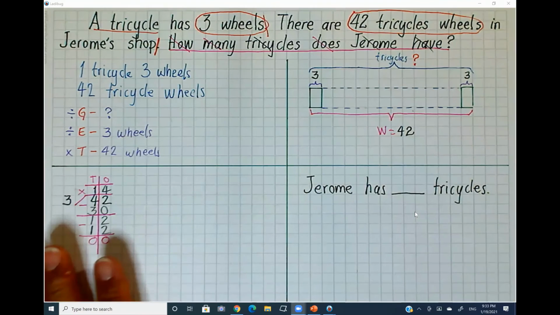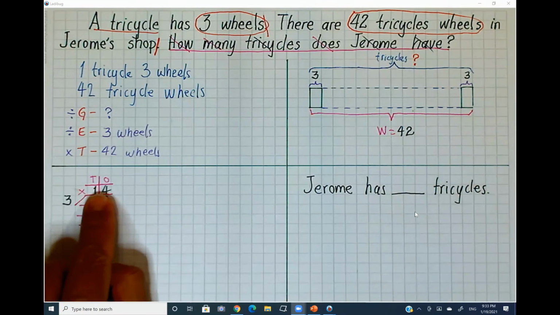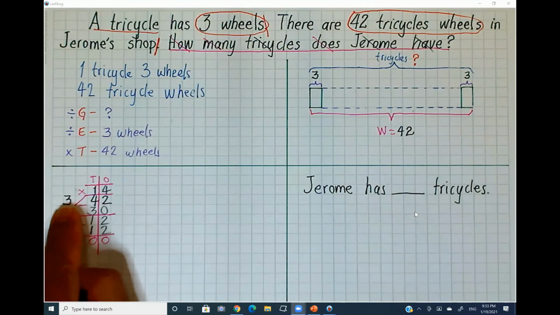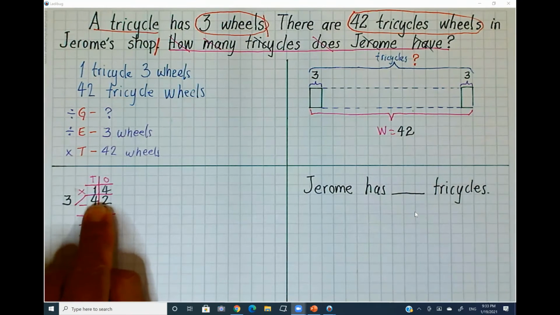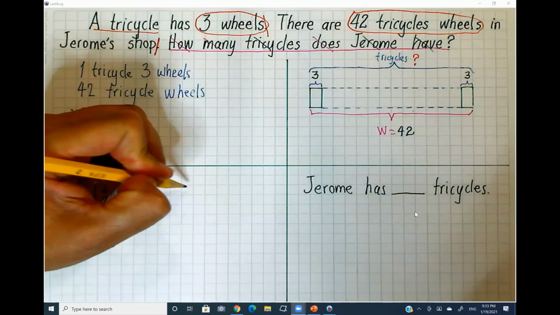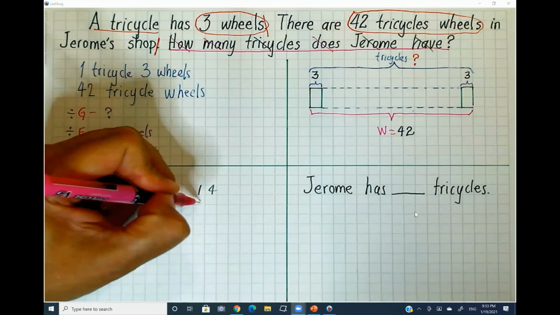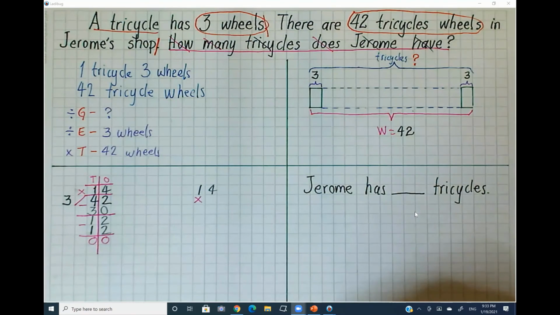Now that's my division. Now remember, to prove my division, I have to do the reverse operation, where I multiply the quotient times the divisor, and if I get the dividend, my answer is going to be right. So let's do that multiplication. 14 times 3.